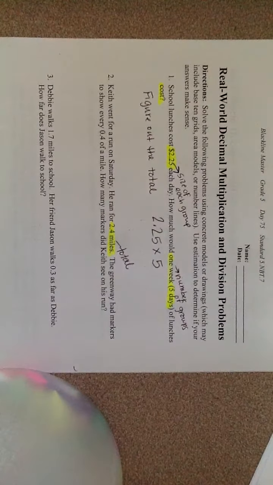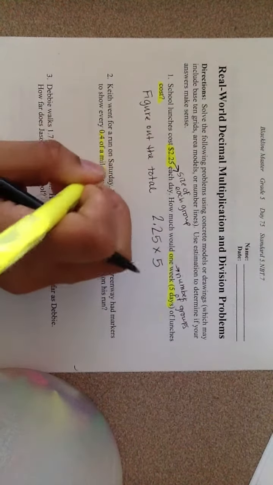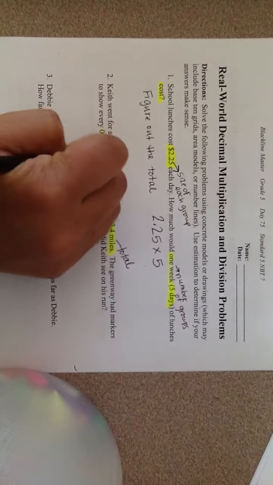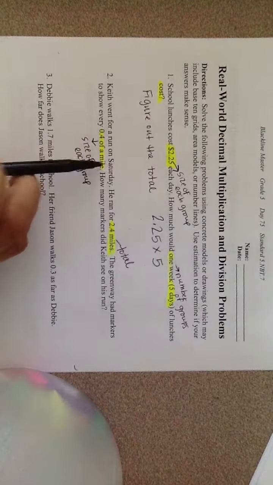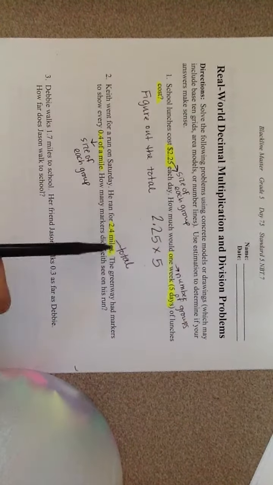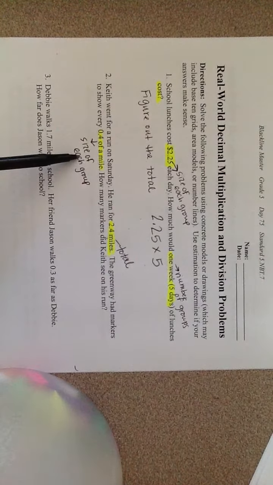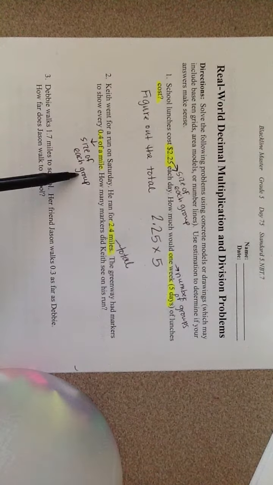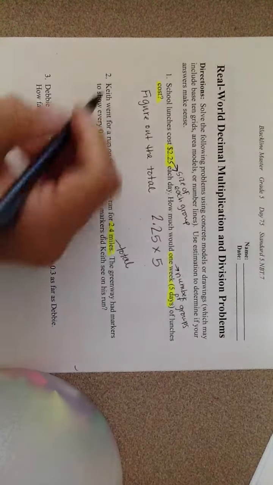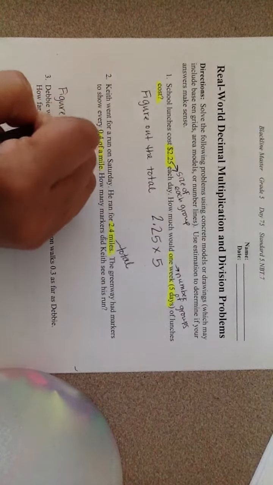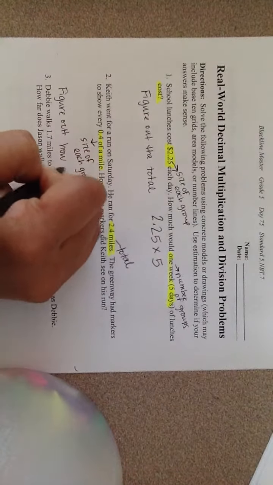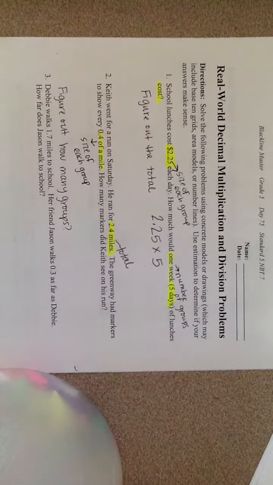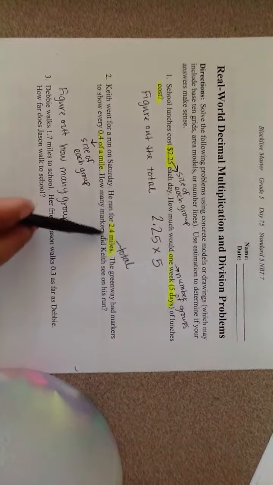The greenway had markers to show every 4/10 of a mile. That's my size of each group. Okay, that's the size of each set of miles we're considering. Here's his total. I have the size of each group. Therefore, I need to figure out how many groups I have. If I have the total and the size of each group, I am dividing. So I have to figure out how many groups. How many groups of 4/10 of a mile did he run? Or how many markers is what it's asking me.